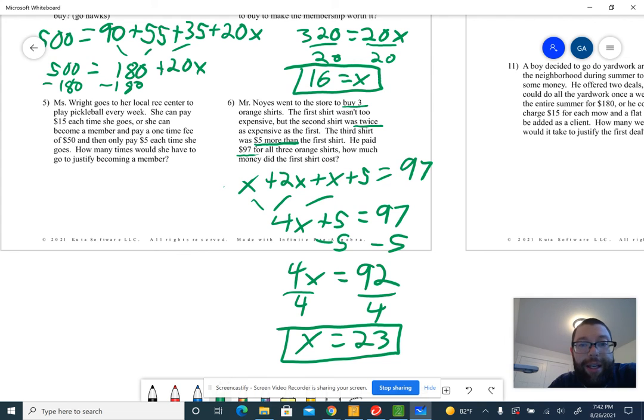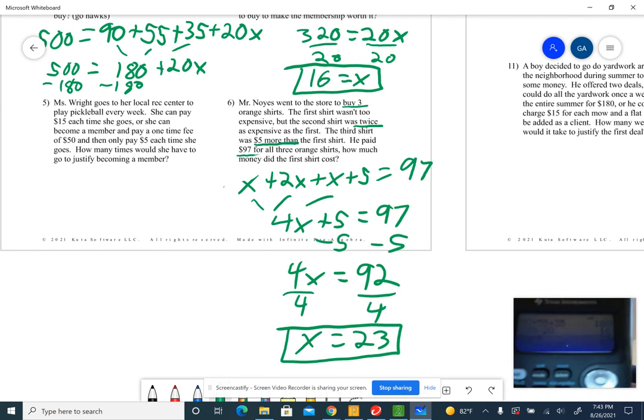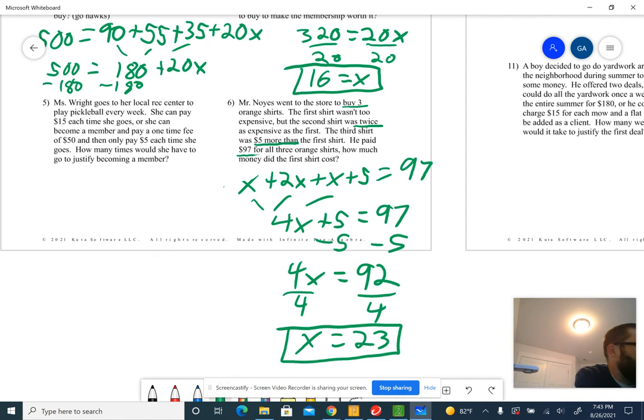That means his second shirt was $46. And his third shirt would be $28, right? Now, just for fun, I'm going to go back and add those three totals together and see if it equals 97. So 23 plus 46 plus 28 is 97. Can you see that? No? Yes? No, right there. Yeah, 97, right? Okay.